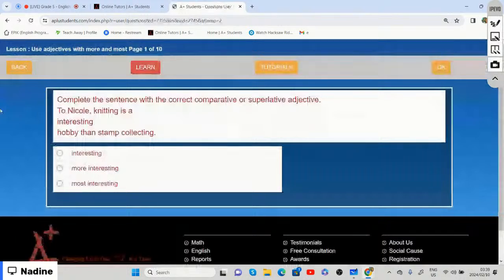So we need to complete the sentence with the correct comparative or superlative adjective, right? It says, to Nicole, knitting is an interesting hobby than stamp collecting. So which means that we must say, is it an interesting or a more interesting or most interesting.